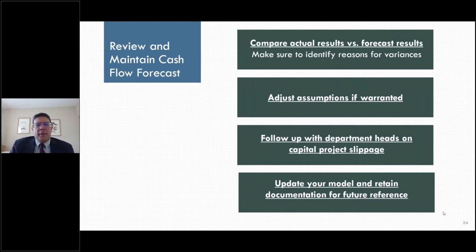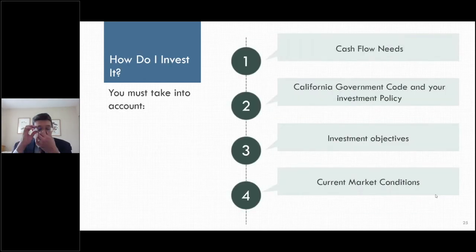Always follow up with department heads on any slippage of projects in the CIP realm. They happen all the time. Public Works can't control weather. They can't control changes to work orders. So just always follow up, always have constant communication. And then, of course, always update your model, that spreadsheet that I showed you, and then retain that documentation, because you can go back to it and see how accurate you were.